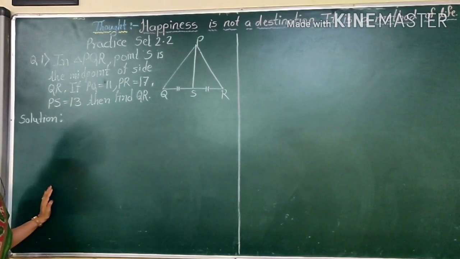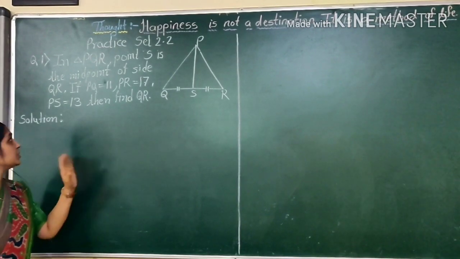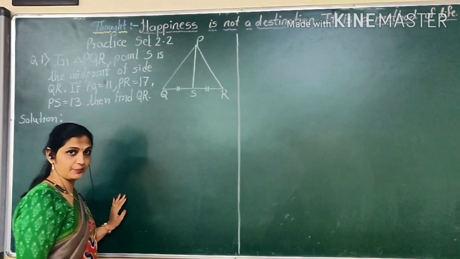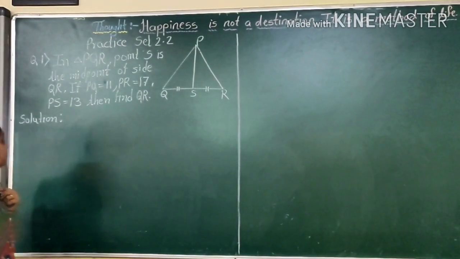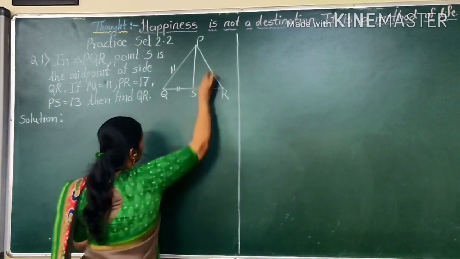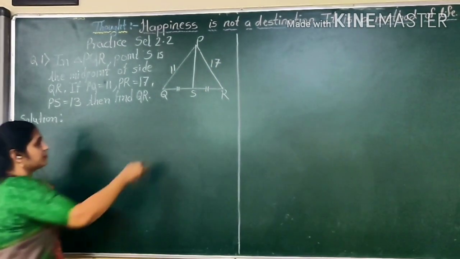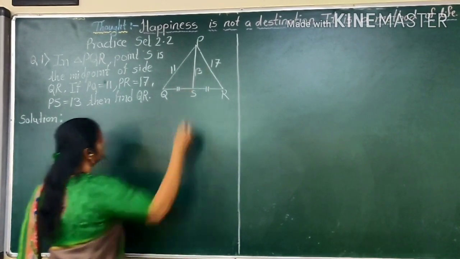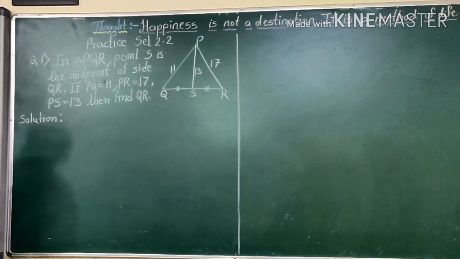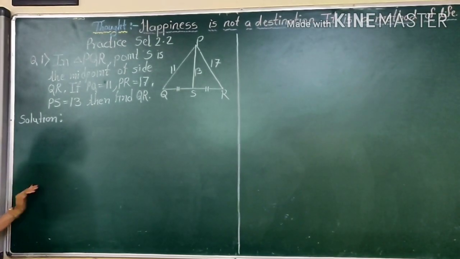Practice set 2.2, question number 1. In triangle PQR, point S is the midpoint of side QR. Then PQ is given 11, PR is given 17 and PS is given 13. Then find QR. Okay. So start solution.